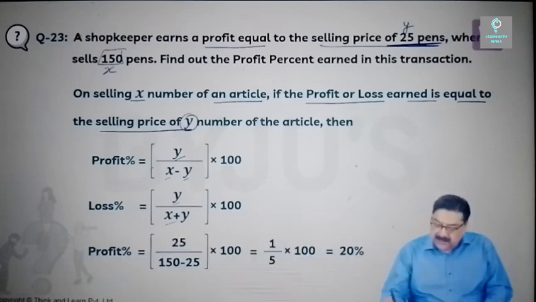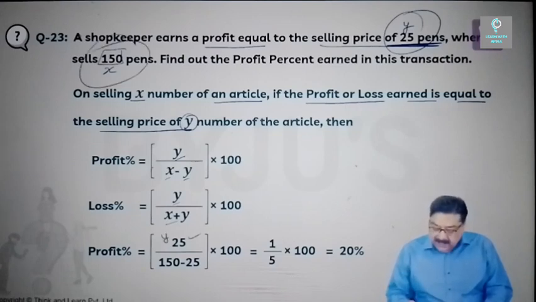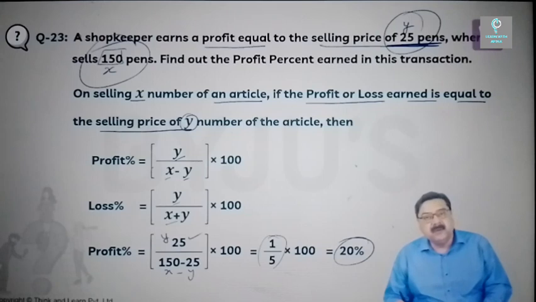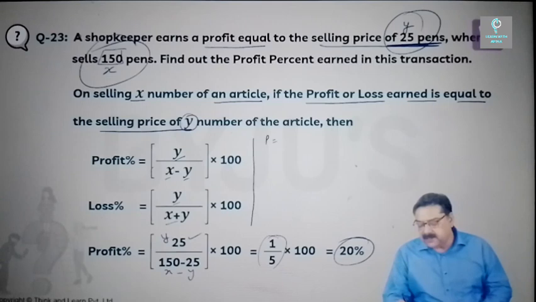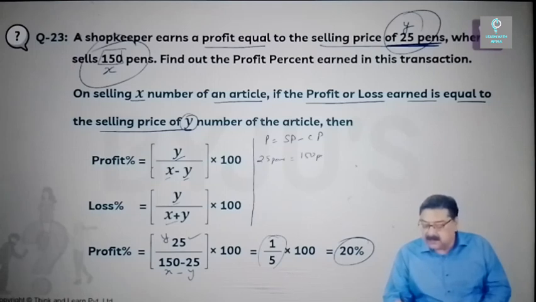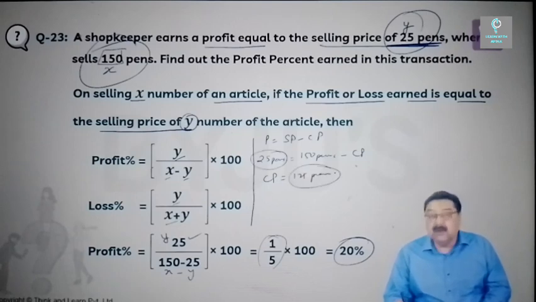So here the value of Y we know is 25 and X here is 150, so simply employing that Y by X minus Y into 100, that is 25 by 125, which is 1 by 5 into 100, 20% profit. Alternatively, you could have used a long method, and that is profit is equal to selling price minus cost price. So profit made is of 25 pence, and that is on selling 150 pence minus cost price. So cost price has to be of 125 pence. So simply 25 pence over 125 pence into 100, the same we get here.